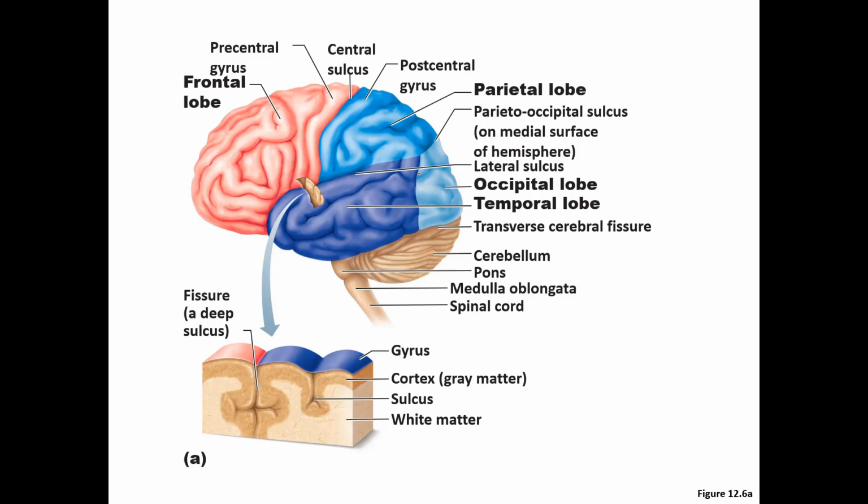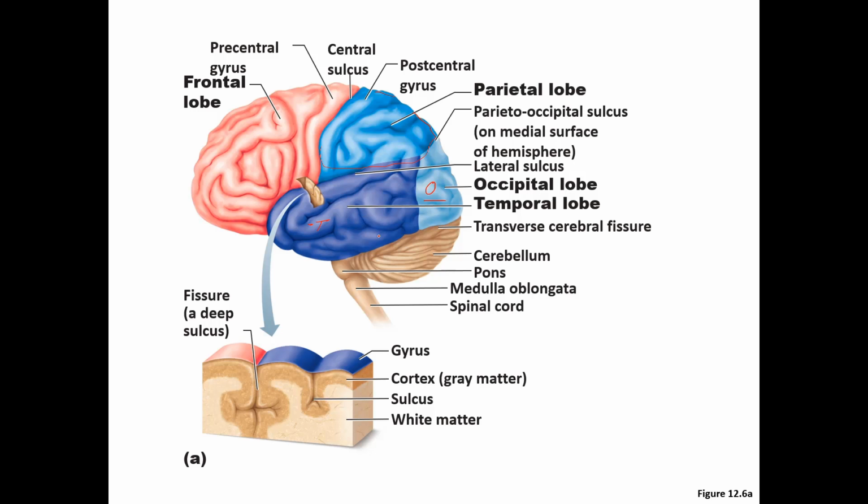In each hemisphere you have four lobes or four parts. This red colored area is called the frontal lobe, in the front, mostly covered by the frontal bone. Behind that you have the parietal lobe, mostly covered by the parietal bone, and below the frontal and parietal is the temporal lobe, mainly under the temporal bone, and in the back you have the occipital lobe, mostly covered by the occipital bone.